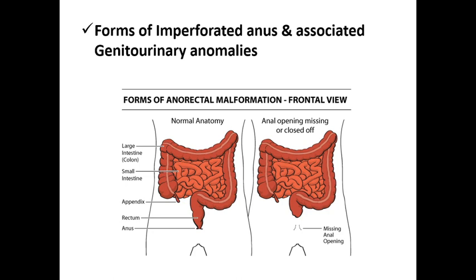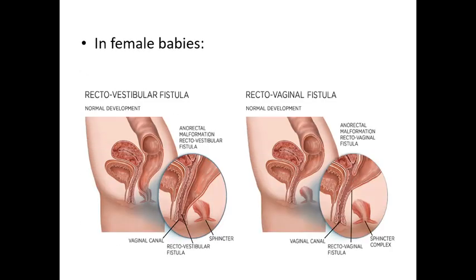These abnormal connections are called fistulas. Sometimes this imperforate anus could be a simple imperforate anus without fistula formation, or sometimes it could be imperforate anus with fistula formation. These fistulas are always formed with urinary or genital organs. Therefore, these are called imperforate anus with associated genitourinary fistulas. So this is in a female baby.